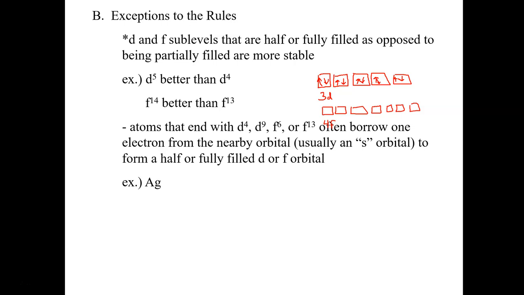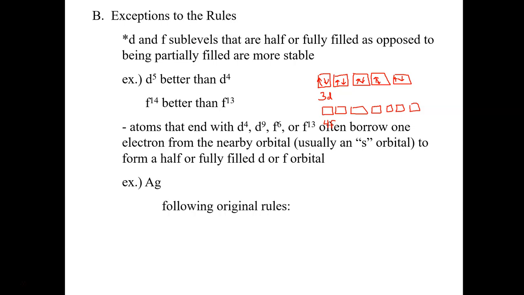Okay, so you've done silver's configuration, or at least you think you have. Hopefully it's right. So let's go through this. All right, how many electrons does silver have? What atomic number is silver? On your periodic table, it's number 47, right? So we've got number 47, which means it has 47 electrons.